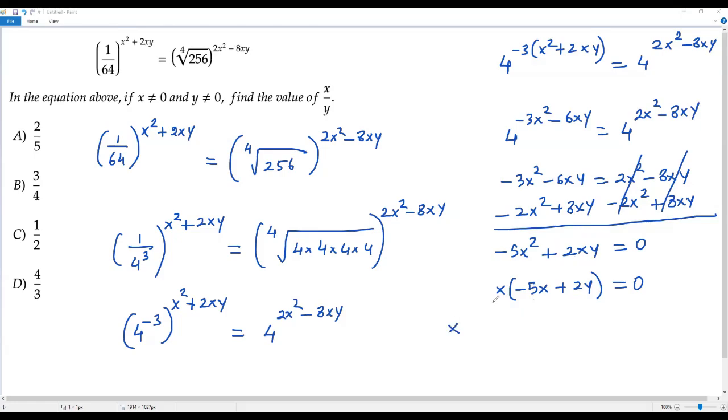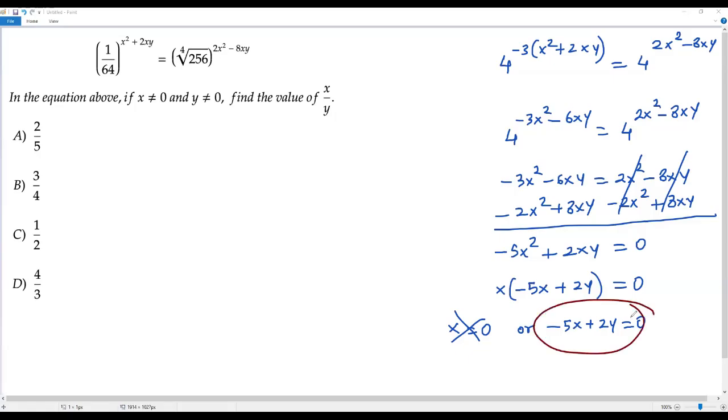So the product of these two quantities equals 0. Either the first quantity x equals 0 or the second quantity negative 5x positive 2y equals 0. We cannot accept this one because the question clearly says x is not equal to 0, so we can reject this one. Okay, now we have this equation. In this equation, we have to solve for x over y. Now let me erase the stuff over here and continue the problem.